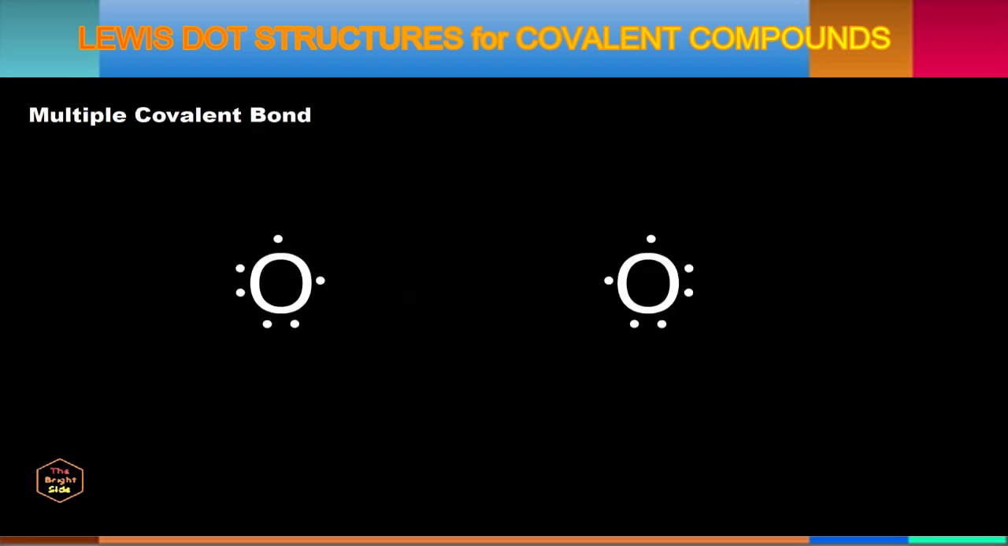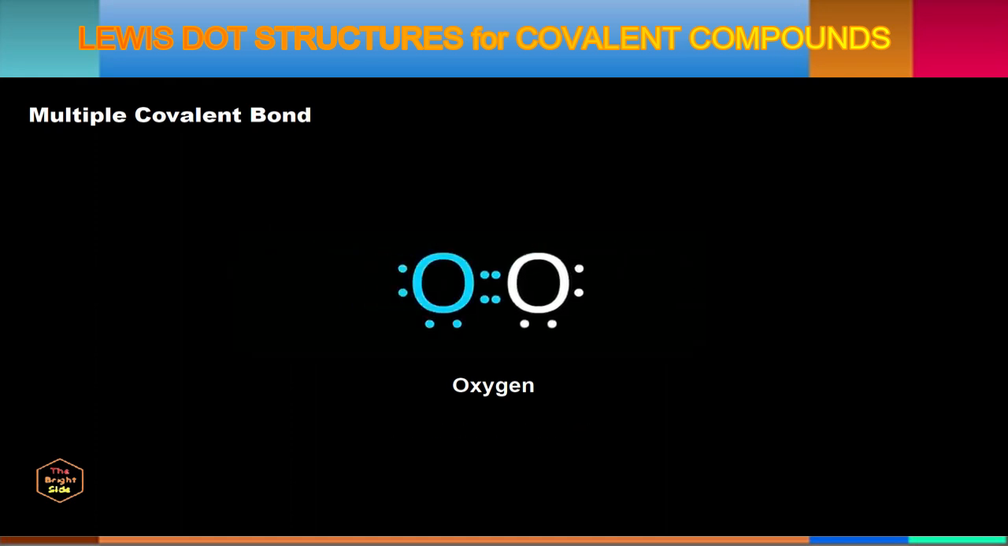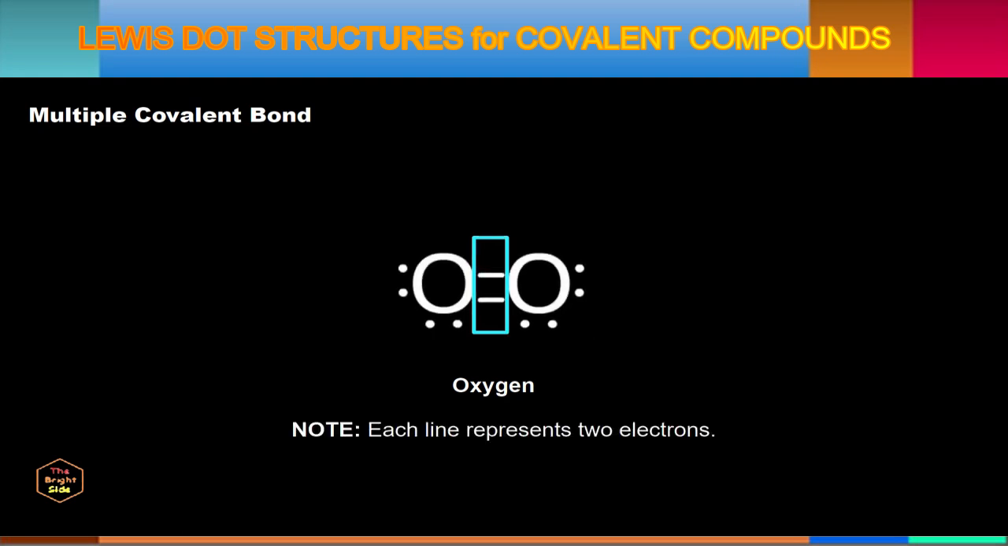Some atoms have to share more than 1 electron in order to satisfy the octet rule. Let's look at oxygen. Each oxygen atom has 6 valence electrons, so each one requires 2 more electrons. The left oxygen atom now has a total of 8 electrons around it, as does the right oxygen atom. The 4 shared electrons form a double bond, which is represented by 2 single lines. Remember, each line in the Lewis dot structure represents 2 electrons.